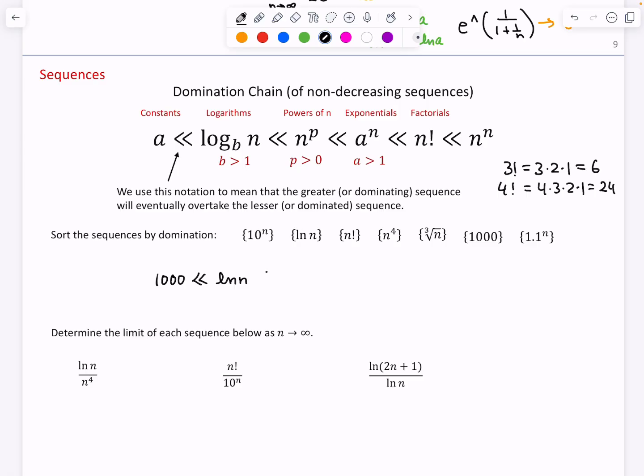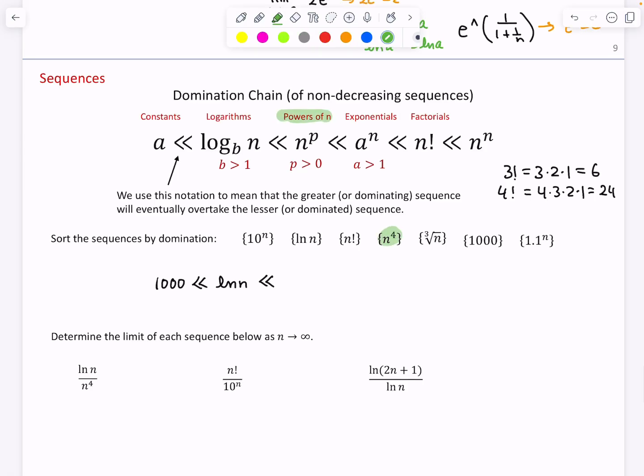Next are powers of n. So we're looking for n raised to a power. Well, I see an n raised to the 4, and I see a cube root of n. Keep in mind that that's equal to n raised to the 1/3. Here we have 2 sequences from the same class. They're both powers of n. Now the greater the power, the greater the growth potential. So to sort these, the dominated sequence would be n to the 1/3, and what dominates that sequence will be n to the 4th.